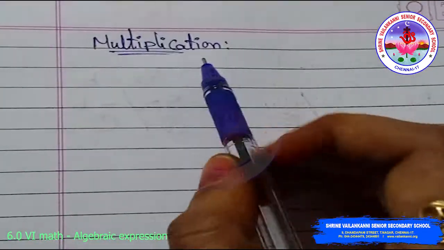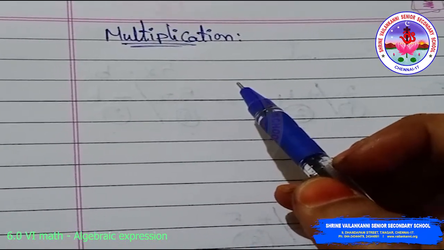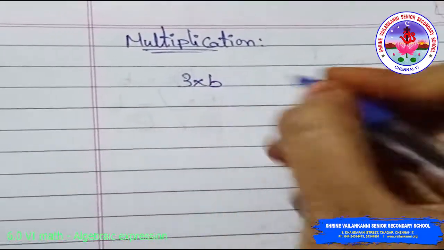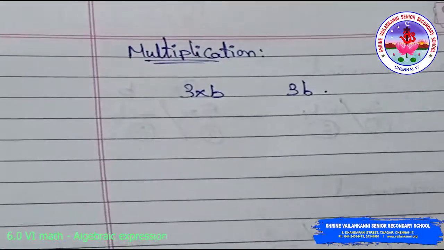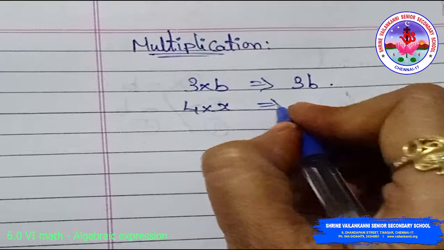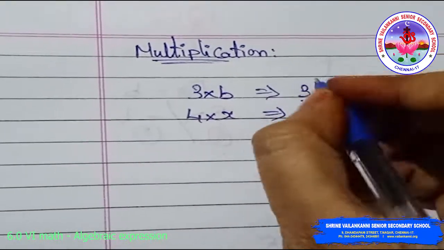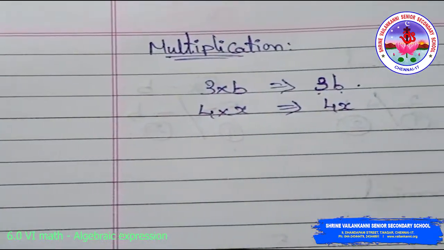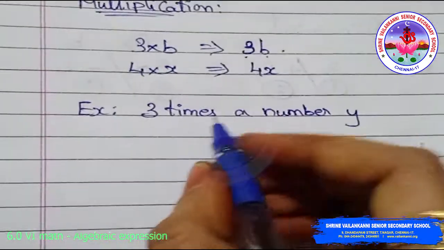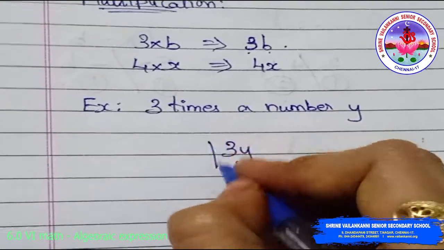Next topic is multiplication. In algebra, the multiplication sign is omitted between the number and a literal for simplicity. Here example, 3 into b is written as 3b. 4 into x is written as 4x. In between the constant and literal, there is multiplication. Example, 3 times a number y. Here 3 times a number y means 3y. This is the expression.